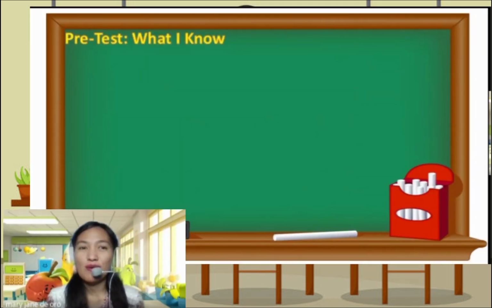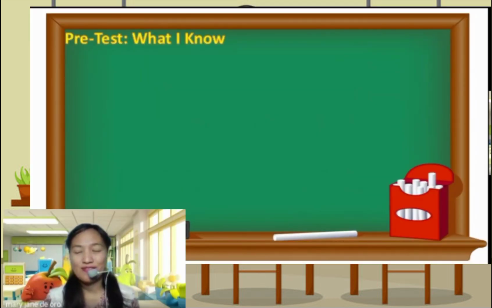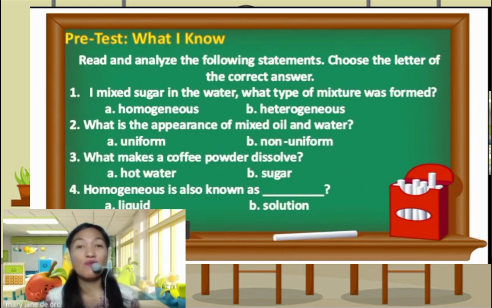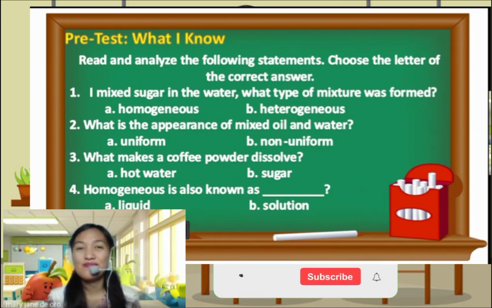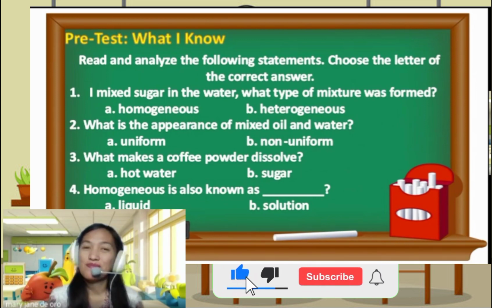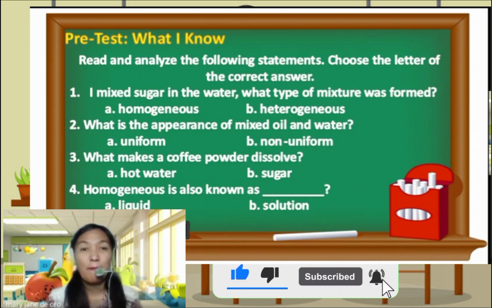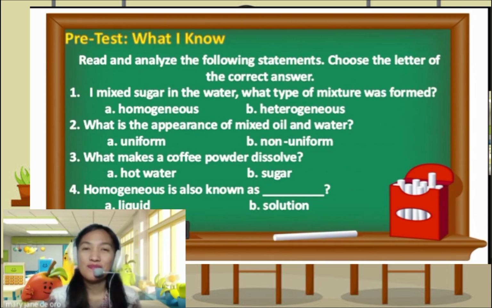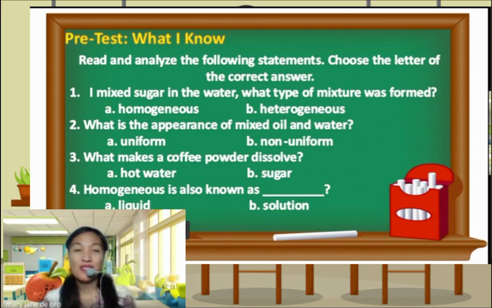We will have first a pretest of what you know. Okay, you have to read and analyze the following statements. Choose the letter of the correct answer. I'll be giving you time to answer this. Okay, time's up. Let's check your answers.